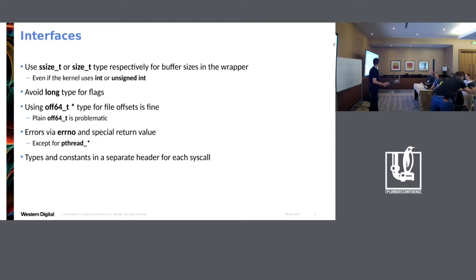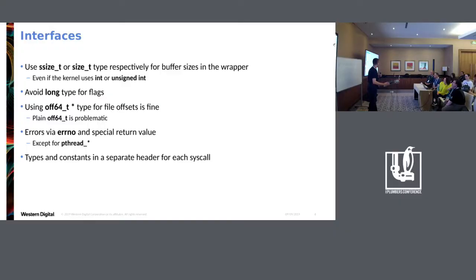For example, when the buffer size is an incoming type, it will be unsigned, but as a syscall return value, which can be negative in the case of an error, it will be a signed type.